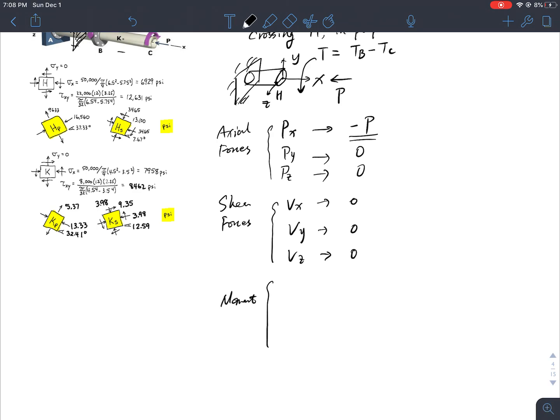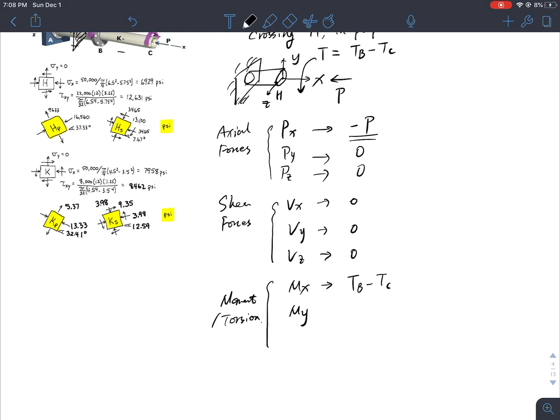How about moment? Do I have any moment at all? So I have Mx equal to what? Equal to actually torsion, right? So you realize that torsion and the moment are actually the same thing, right? It's the same thing. They're just acting on a different axis. Okay? So this is basically TB minus TC.